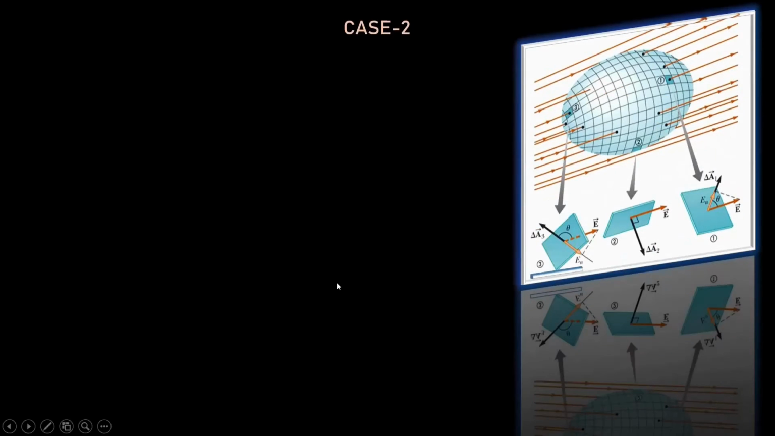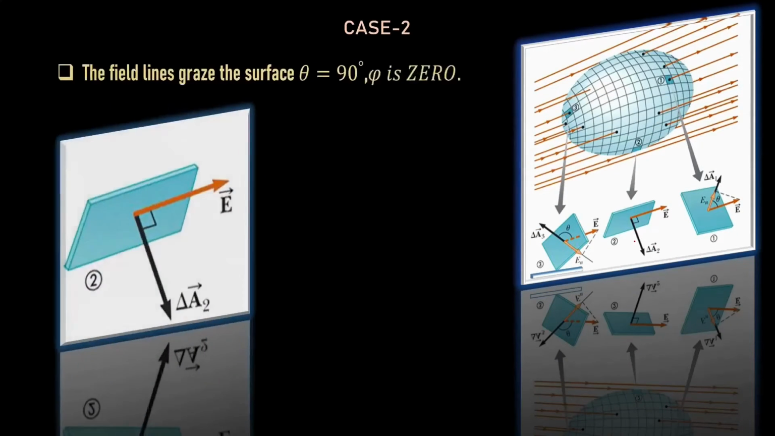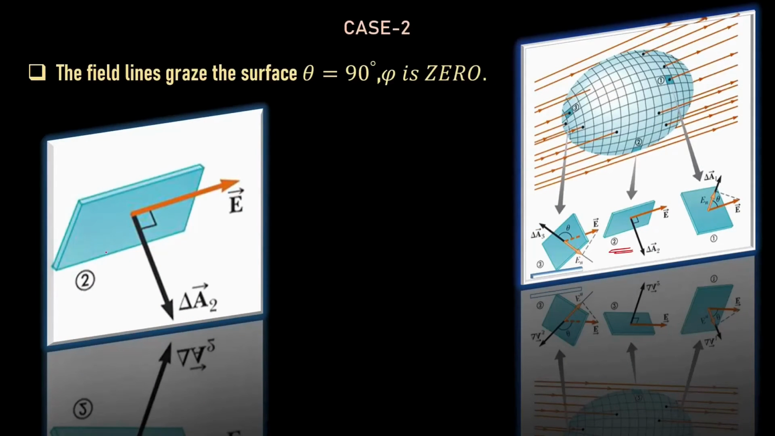Now let us see the second case. In the second case, this is the enlarged figure. Again, let us suppose the electric field vector is pointing along the x-axis, and if we draw one perpendicular, this is the y-axis.